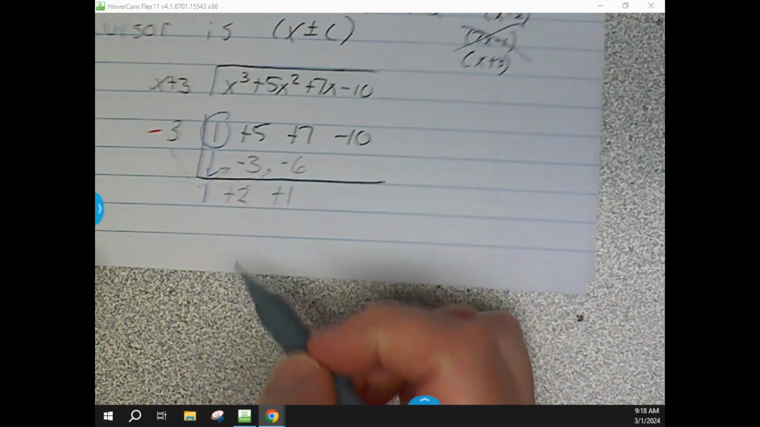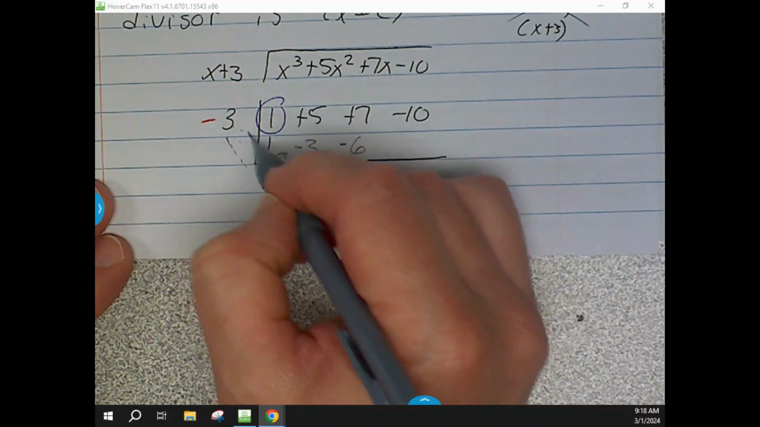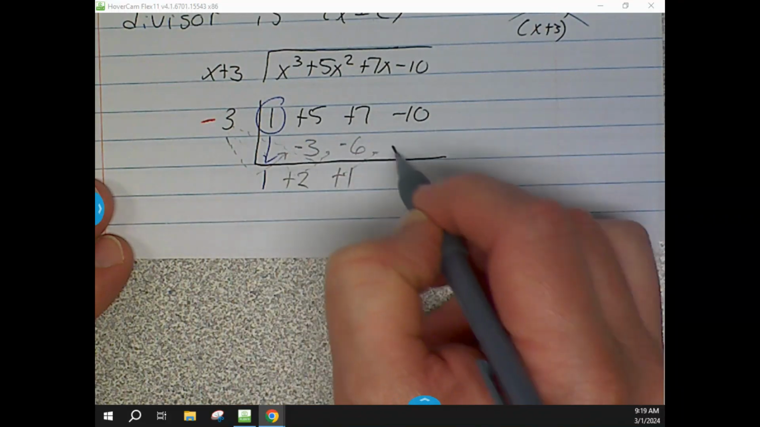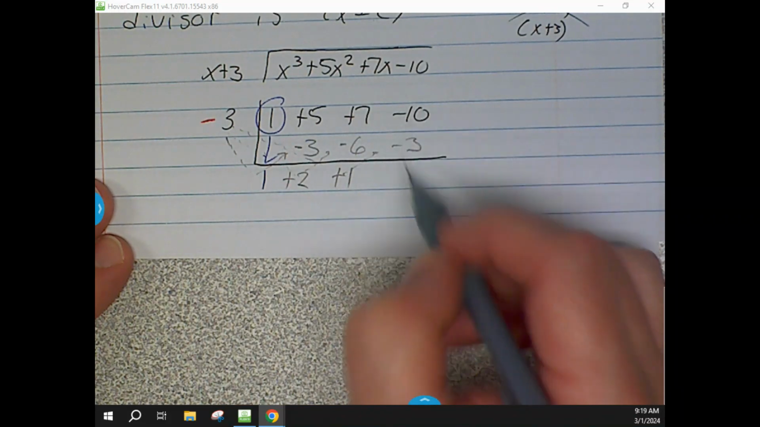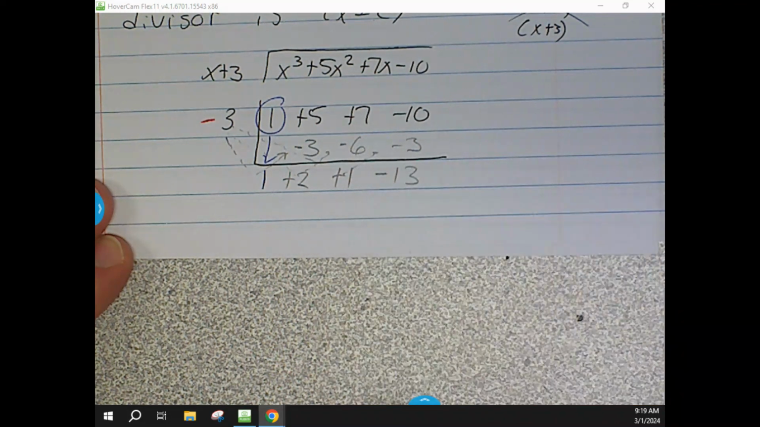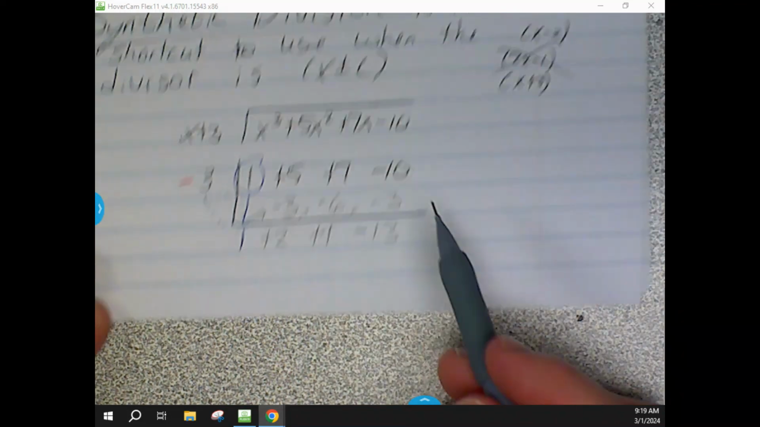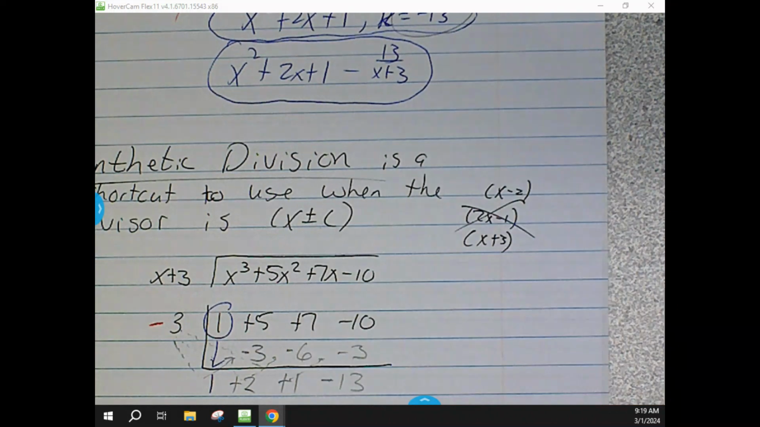And then one more time, negative 3 times 1 is negative 3. Negative 10 and negative 3 is a negative 13. Oh, looky there. That's the remainder that we had right there. There you go.